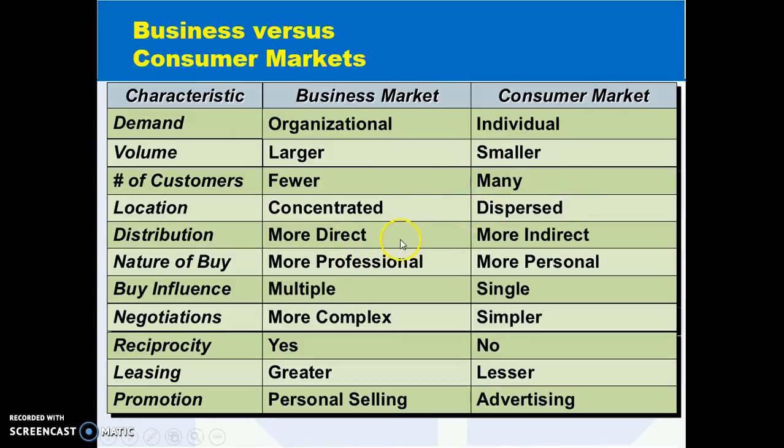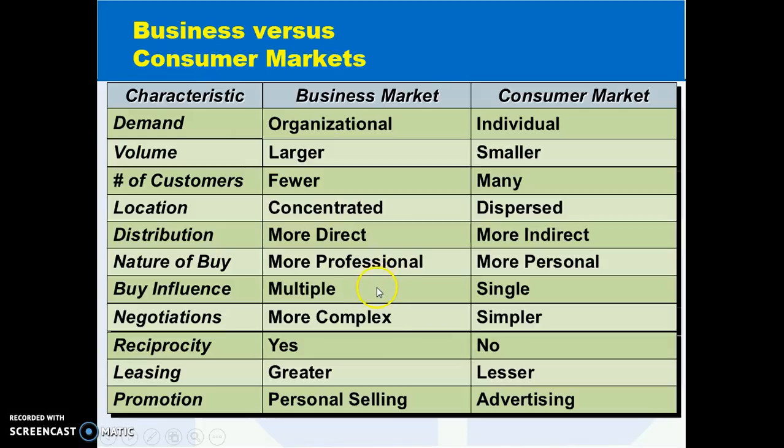Distribution is more direct in nature. So in business to business markets, they deal directly with vendor companies. Business buyers do not like to deal with wholesalers or retailers, and they buy in bulk in large quantities directly from manufacturers. In consumer markets, you have more levels: wholesalers, sub-wholesalers, dealers, distributors, and so on. The nature of buying is very professional in business markets. They are trained buyers whose full-time job is to buy products for their company. In consumer markets, it is not all that professional, and consumers buy things at their own personal level.